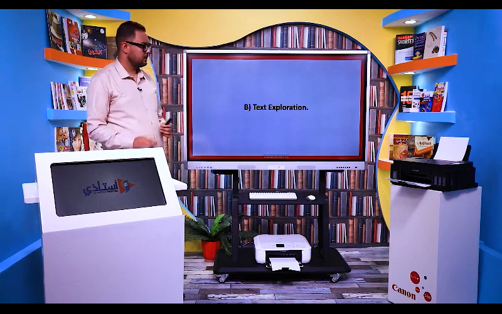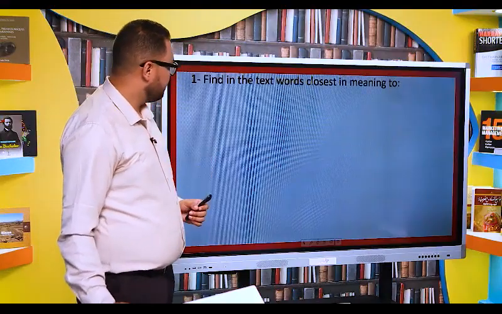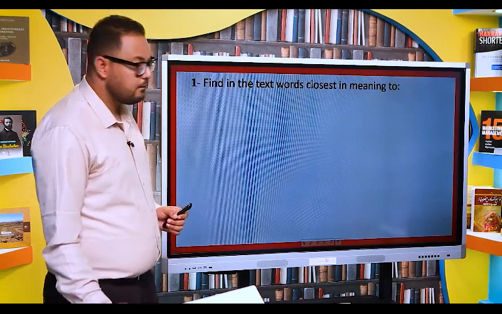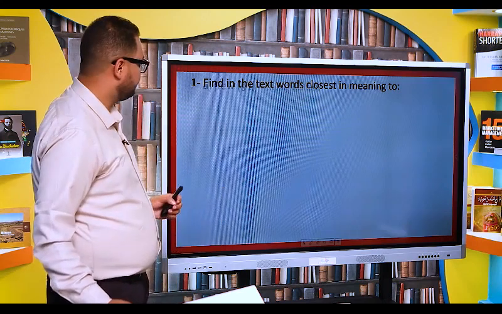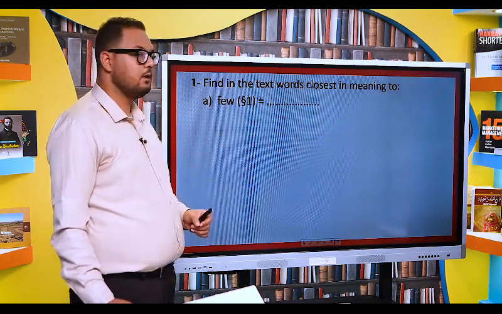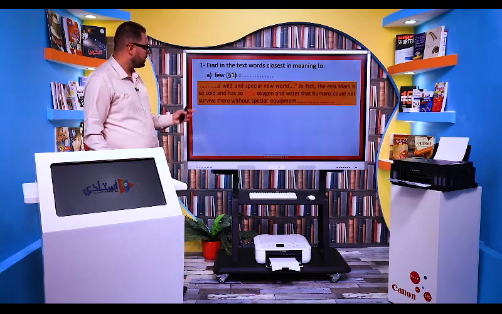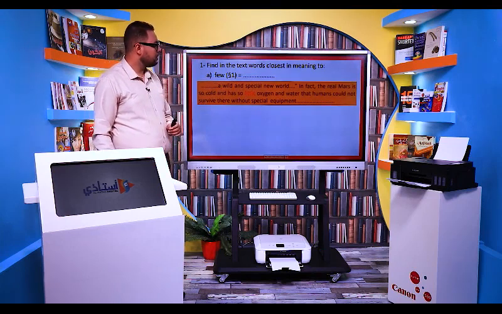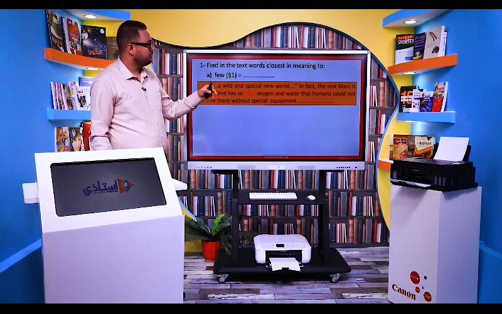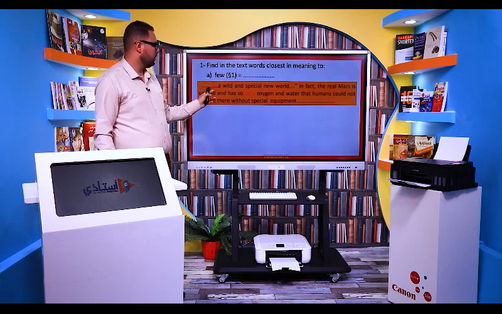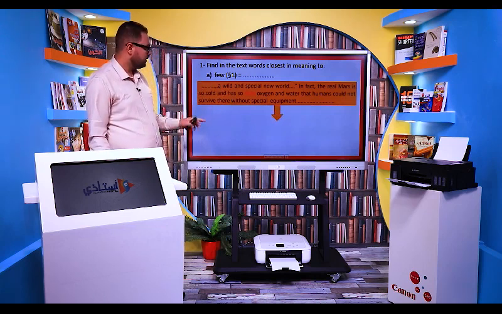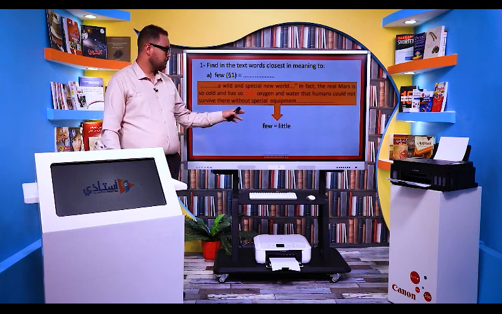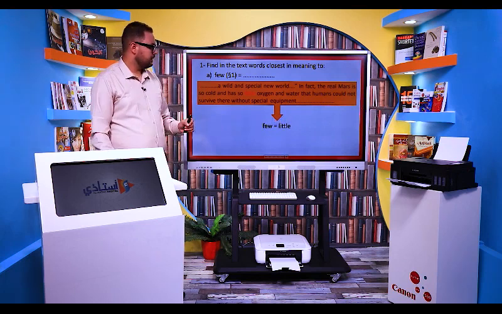Let's see now the answers of the text exploration. Question number 1: find in the text words that are closest in meaning to the following. A, "few" in the first paragraph. A wild and special new world. In fact, the real Mars is so cold and has so little oxygen. So the answer here is: few means little.